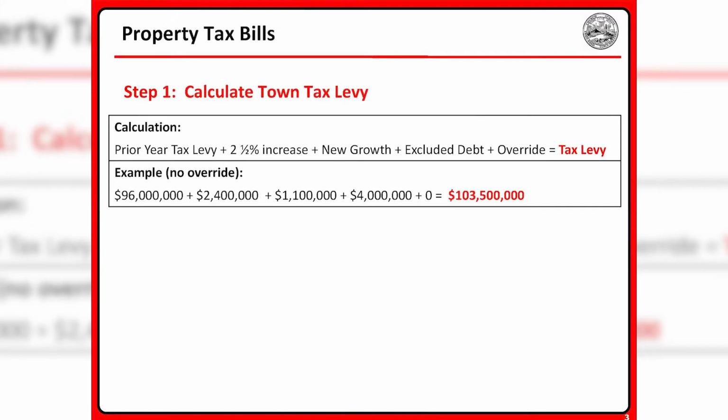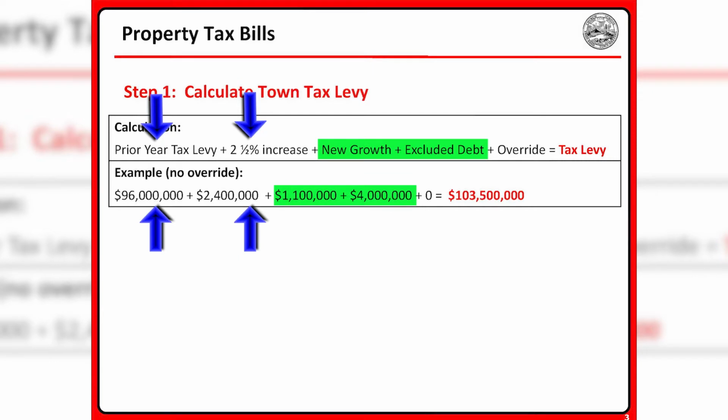In the example on your screen, the prior year tax levy is $96 million. A 2.5% increase adds $2.4 million to the levy. Adding new growth and excluded debt results in a new tax levy of $103,500,000. Step 2, set the town tax rate.